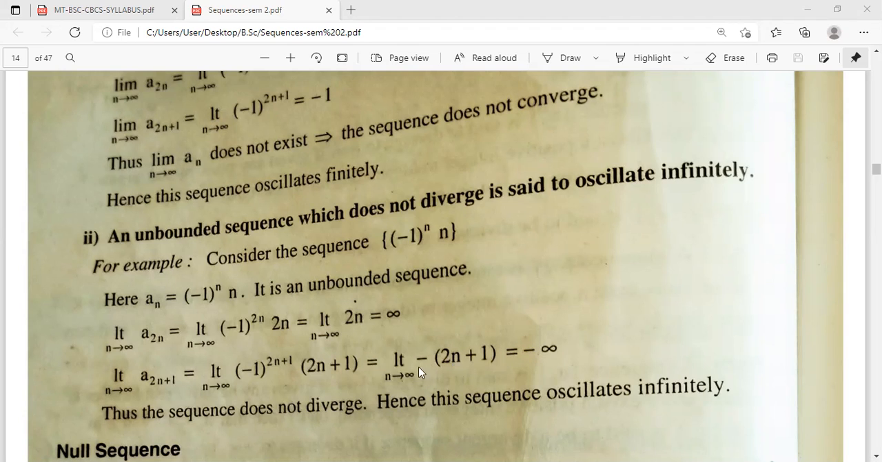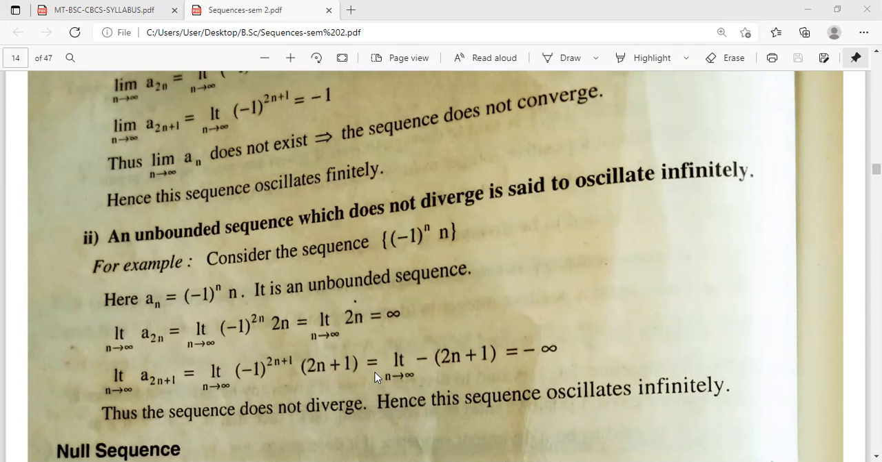That means the sequence does not converge. The sequence does not diverge either, because in one case you are getting infinity and in the other case you are getting minus infinity. Therefore, this is not divergent. And here the sequence oscillates infinitely. It oscillates between minus infinity and plus infinity.